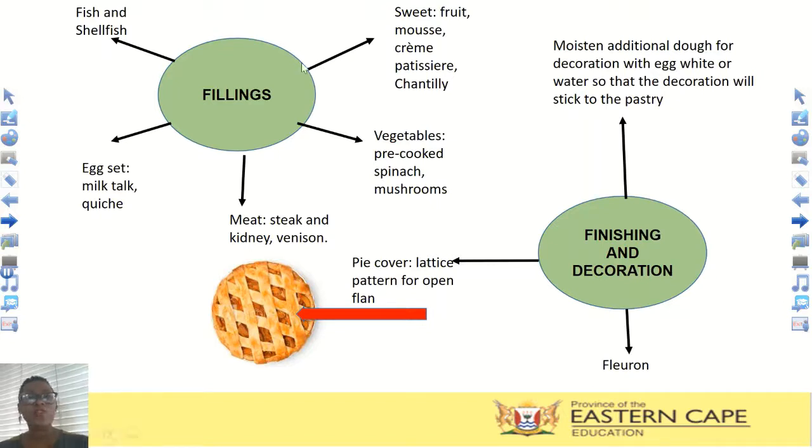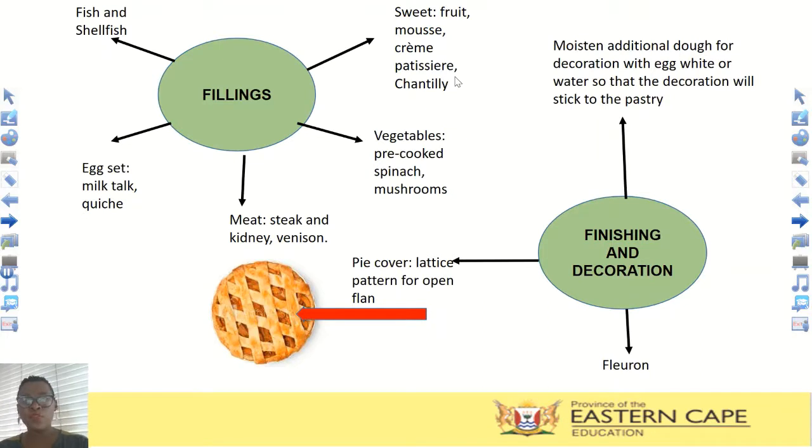Okay. Let's look at the different fillings that you can put into your pastries, especially your short crust pastry. You can have your sweet fillings, for example your fruits, your mousse, your creme patissiere, or your creme chantilly. This will also be suitable for your puff pastries, because you would make the cases and then add it as a filling.